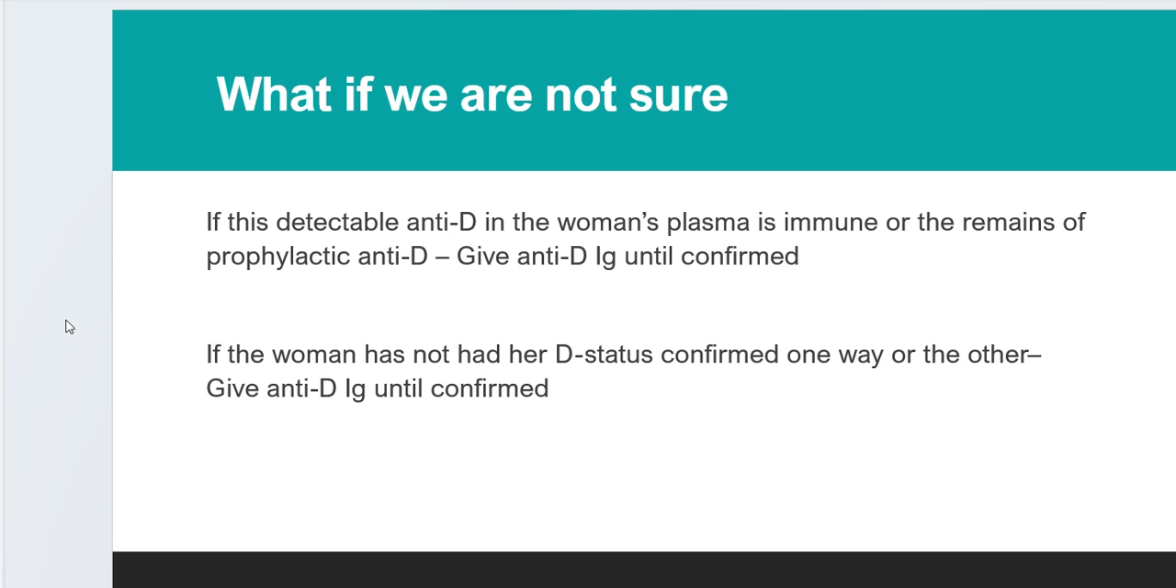What if there is no surety whether this anti-D is immune anti-D or non-immune anti-D? If there is no surety about that, give anti-D until you are confirmed that this is immune anti-D. Patient with immune anti-D should not receive anti-D immunoglobulin. If the woman has not had her D status confirmed one way or the other, give anti-D immunoglobulin until confirmed.